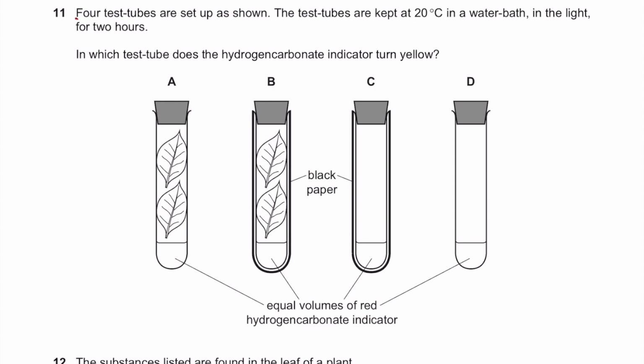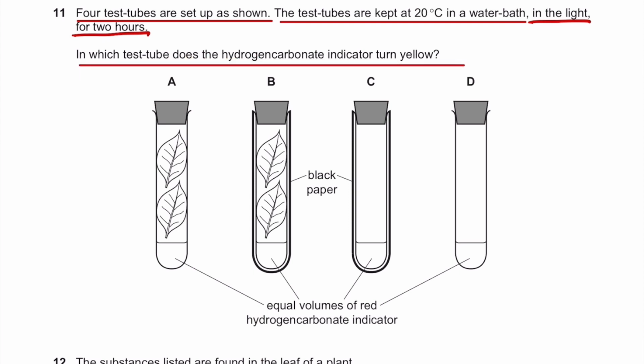Number 11. 4 test tubes are set up as shown. The test tubes are kept at 20 degrees in water bath in the light for 2 hours. In which test tube does the hydrogen carbonate indicator turn yellow? So hydrogen carbonate indicator, okay.